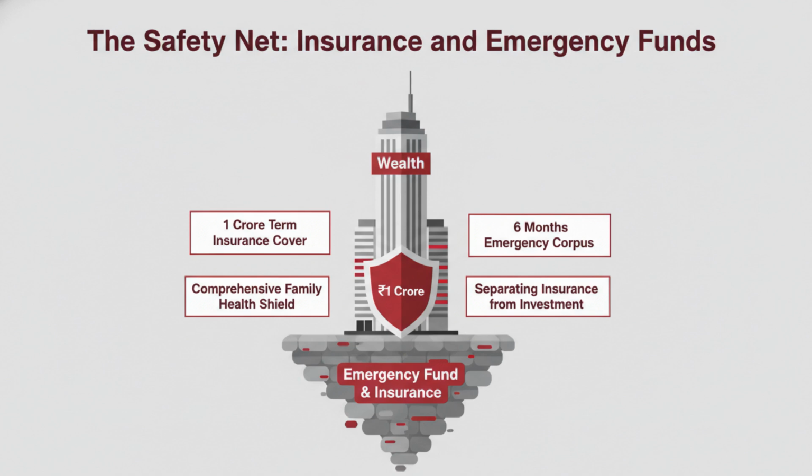Without a proper term insurance and health insurance, your entire wealth plan can collapse like a house of cards if something goes wrong. And don't mix insurance with investment. Those endowment plans often give very poor returns. Buy a pure term plan with at least 1 crore cover. Also, keep an emergency fund equivalent to 6 months of your expenses in a liquid fund or a high-interest savings account. This is non-negotiable. Only when your risks are covered can you truly be an elite wealth architect. It gives you the peace of mind to stay invested during market crashes.